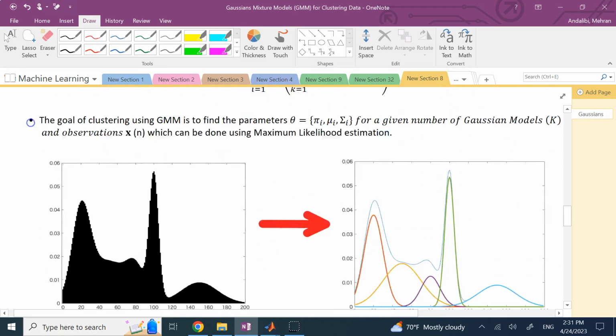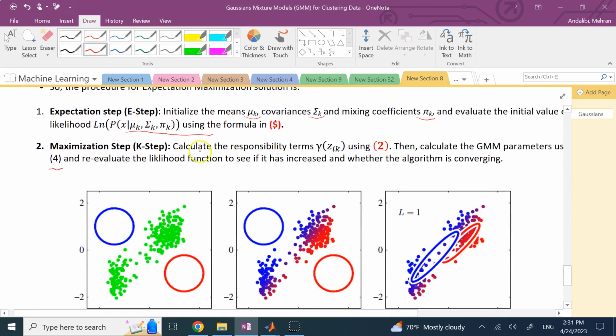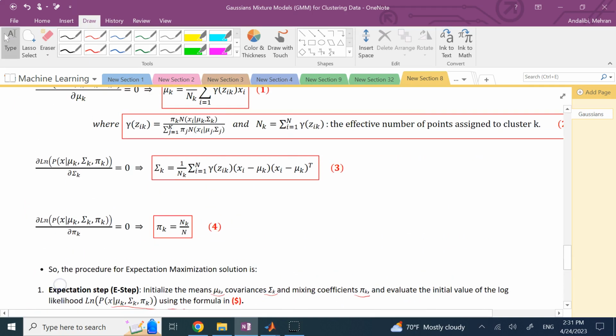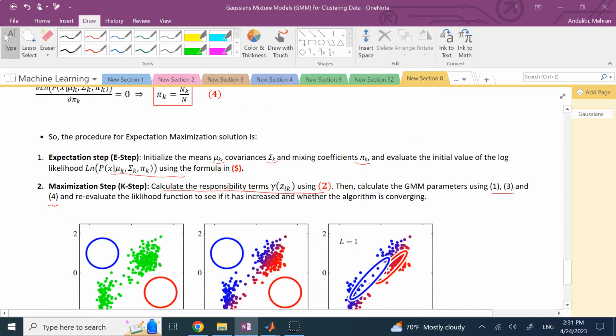And then once I have all of those gamma terms or posterior terms calculated from 2 as well as N_k, then I go to my equations 1, 3, and 4 and re-evaluate or update my mu's, sigmas, and pi's, and I keep repeating these 2 steps until the algorithm converges. And what does convergence mean? It means there is not any meaningful change in mu's, in pi's, and in sigmas.